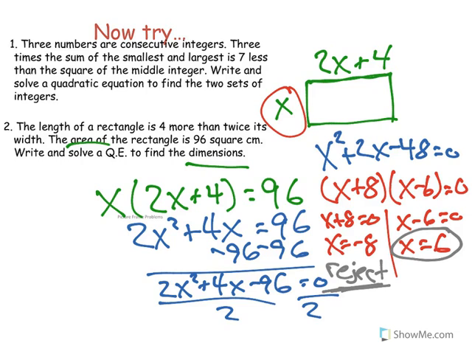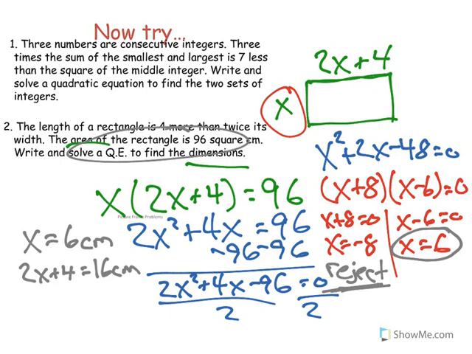So when we go back and we substitute, we say x is equal to 6 centimeters. And we say 2x plus 4 is 2 times 6, which is 12, plus 4, which is 16 centimeters. And if we want to check it to make sure the area is 96 square centimeters, we would substitute and it would check. All right, guys, so we'll be back tomorrow.